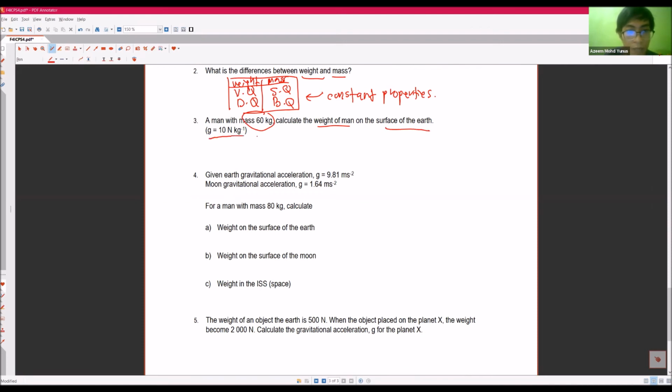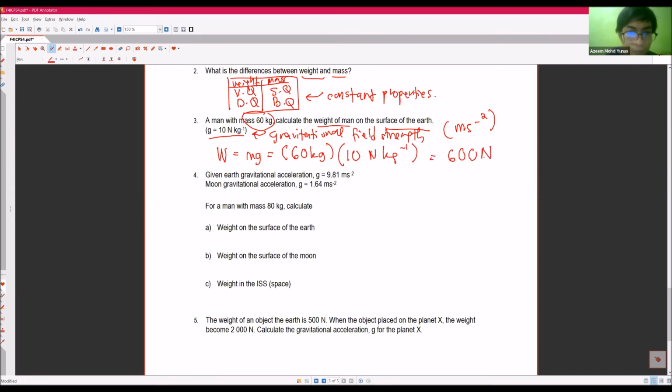So we have to use the value g here. g equal to 10 Newton per kilogram. So this is the gravitational field strength, because the unit is Newton per kilogram. If the unit is m s^-2, then we say that it is gravitational acceleration. The number is the same, but the unit is different. So W equal to mg. m is 60 kilogram. g is 10 Newton per kilogram. So the kilogram cancels out, and it becomes 600 Newton.